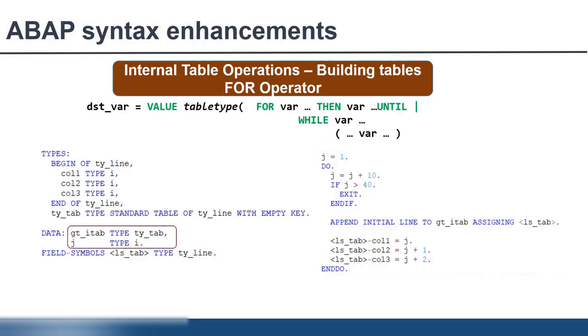Within the declaration, an internal table and a variable are given. In the main logic, the variable j is initialized and iterated until it reaches the value 40. Meanwhile, some values are also calculated and assigned to the final structure as well as the internal table. This same logic we can replace with the for operator.